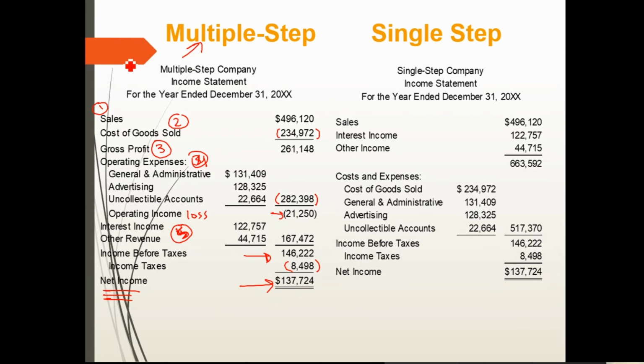So first we put the sales. We deduct the cost of goods sold, then we reach the gross profit or gross loss. Normally it should be gross profit. Then we deduct all our expenses, our operating expenses. We reach the operating income. We add all the other revenues. We reach the income before tax. Then we deduct the tax. Then we reach the net income. So this is also another example of how you can make the income statement, okay?